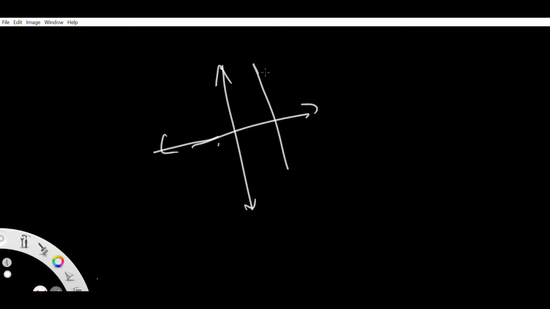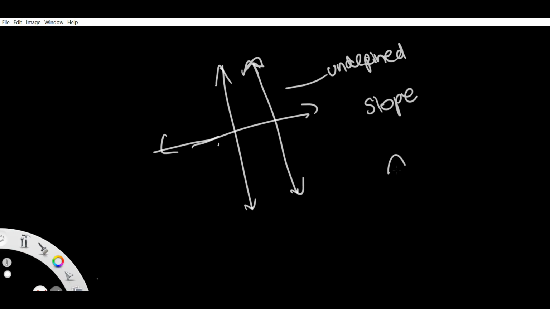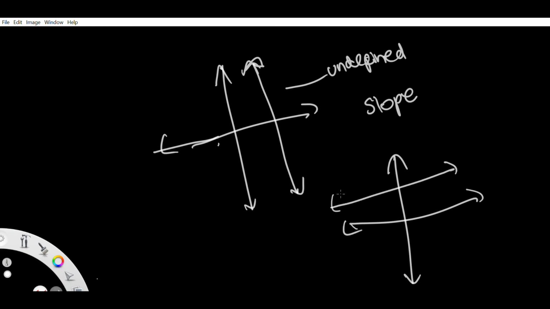So there are also special types of slopes. So we have undefined and zero slopes. So lines which are graphed vertically. So suppose we have the y-axis and we have the x-axis. The line which is graphed vertically, this one would have an undefined slope. However, whenever you graph a line horizontally, this would have a zero slope.